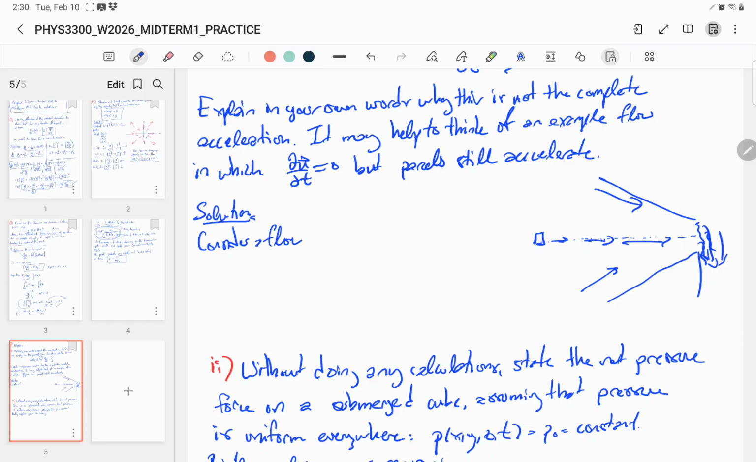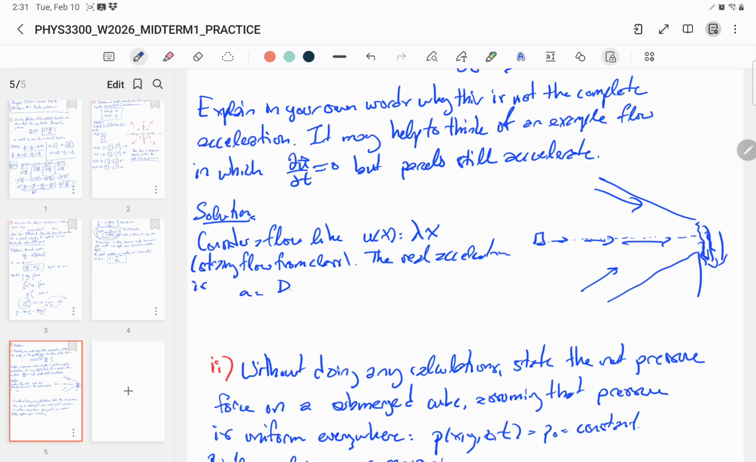consider a flow like u of x equals lambda x, which is the straining flow from class. The real acceleration a is du dt, which is partial by partial t plus u d by dx of lambda x. The partial by partial t part is 0, so this equals lambda x times d by dx of lambda x, which just equals lambda squared x.